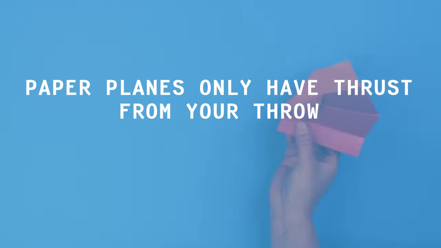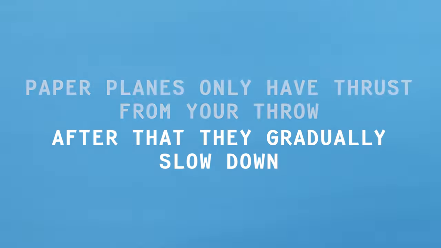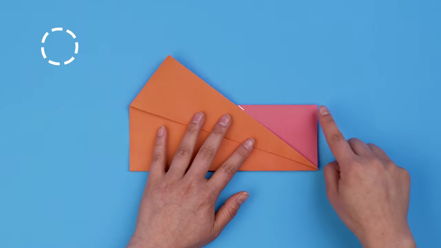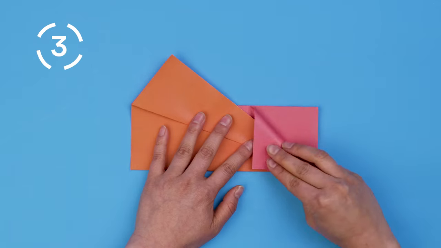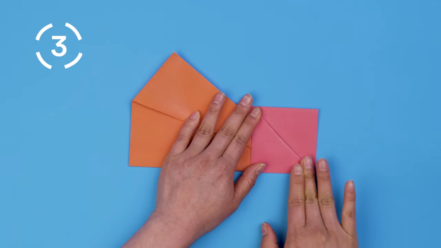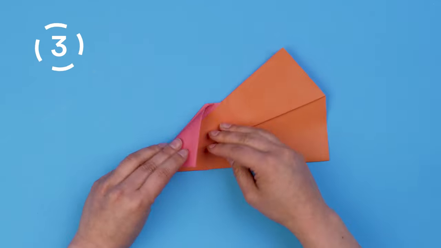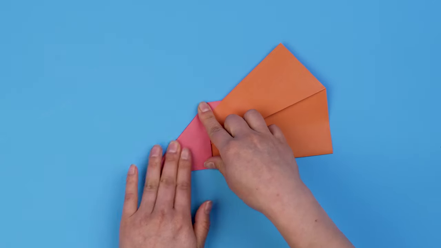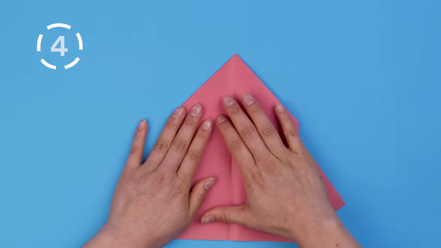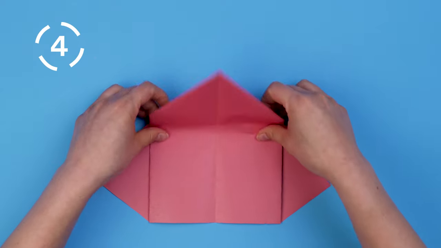Paper planes only have thrust from your throw. After that, they gradually slow down. Step 3. Step 4.